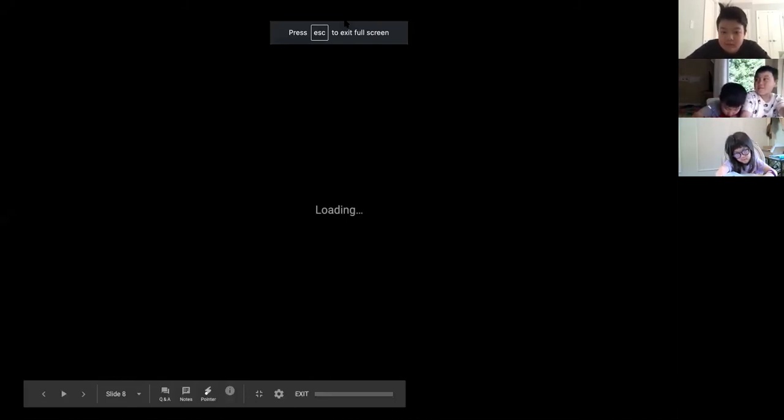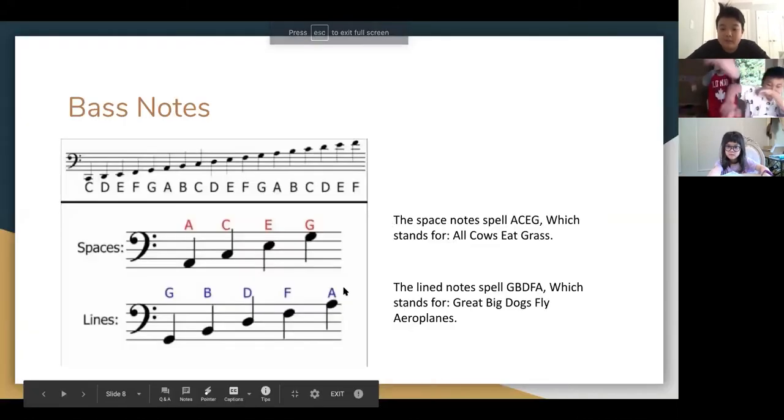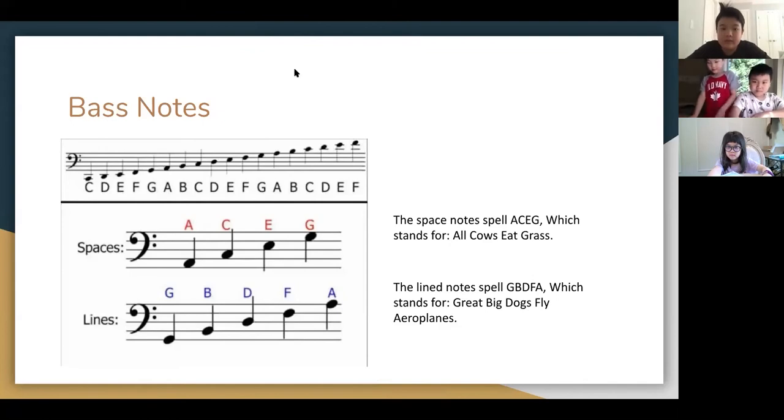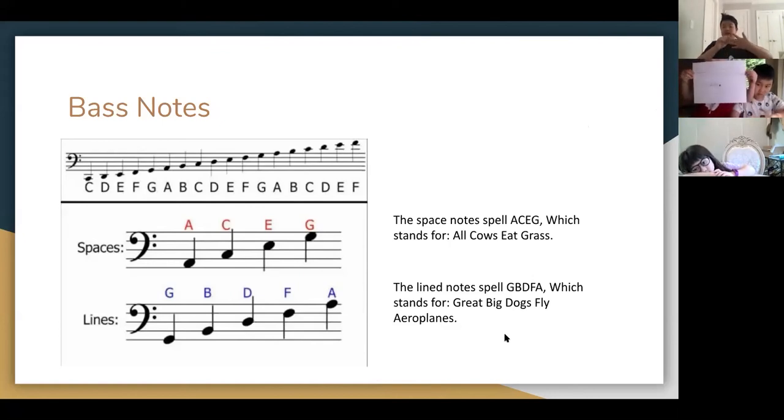Can we go to our real piano to play it? Okay, let's go. Okay guys, remember the words great, big, dogs, fly, airplanes. Audrey, can you say it? Great big dogs fly airplanes. Okay guys, so great is G, big is B, dogs is D, fly is F, and airplanes is A. Remember that.